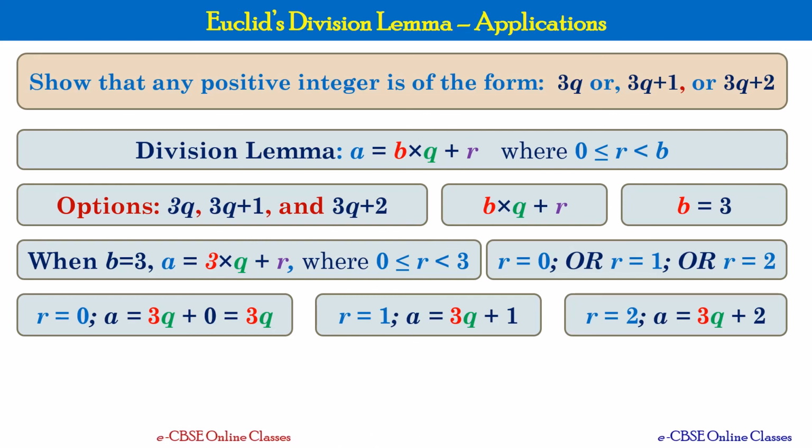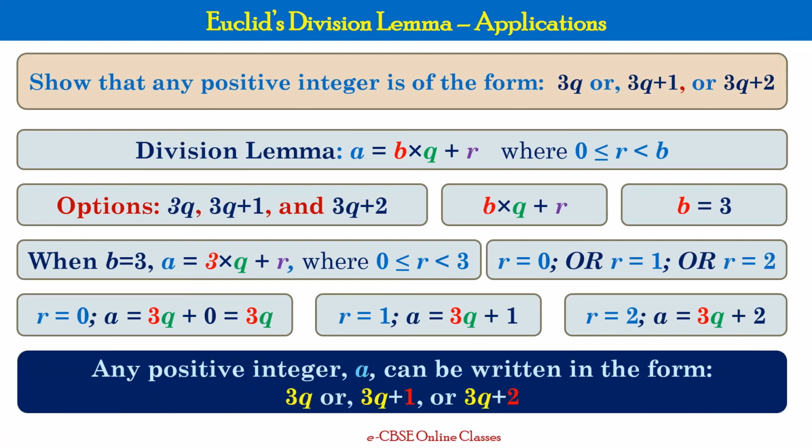So what we are doing is simply taking all possible values of r and substituting in the right hand side of the lemma, that is bq plus r. So what we are essentially saying is any positive integer a can be written in the form 3q or 3q plus 1 or 3q plus 2. Hence proved. Stay tuned, we are going to solve more problems on Euclid's division lemma in the next video and go to the next topics.